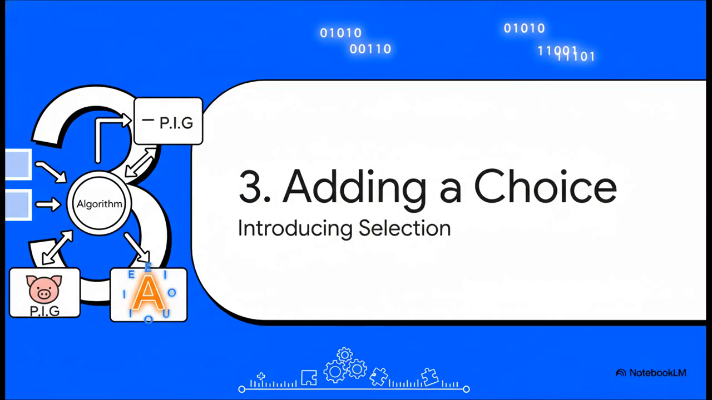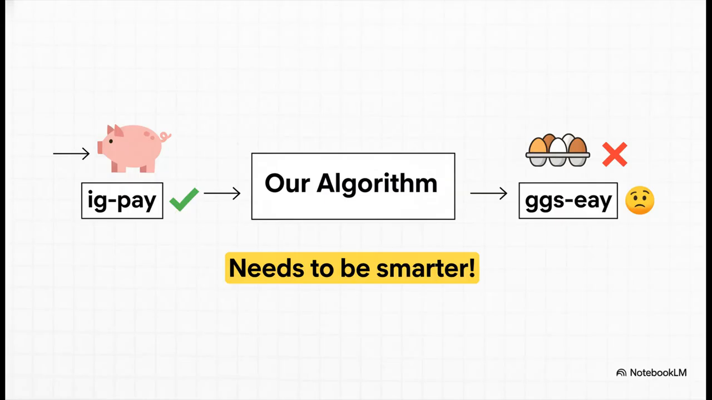Okay, so we've got our first building block down, sequencing. Order matters. Got it. But our algorithm isn't quite perfect yet. It works great for a word like pig, but what happens when we throw it a curveball, like a word that starts with a vowel? So if we run the word eggs through our current set of steps, we get gegze, which is, that's not right at all. This shows us a pretty big weakness.